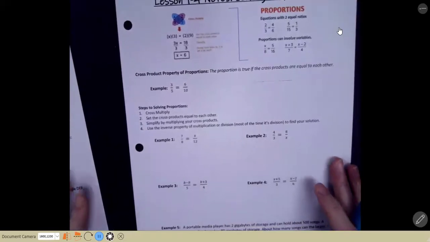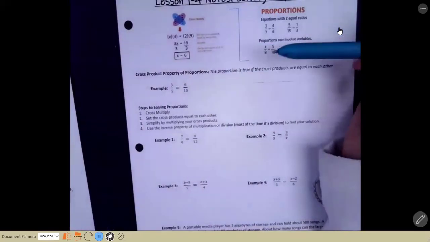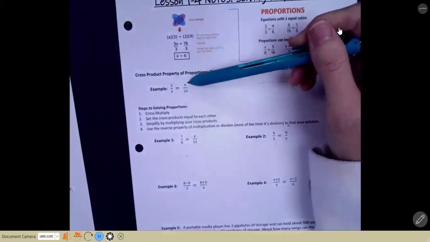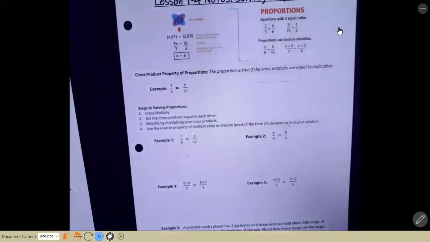Hopefully. All right. So whenever you are solving a proportion, you are going to use a property called cross product. And that means that you are going to multiply across. Okay. And when you multiply across, you should have two equal sides. So let me show you what that means.